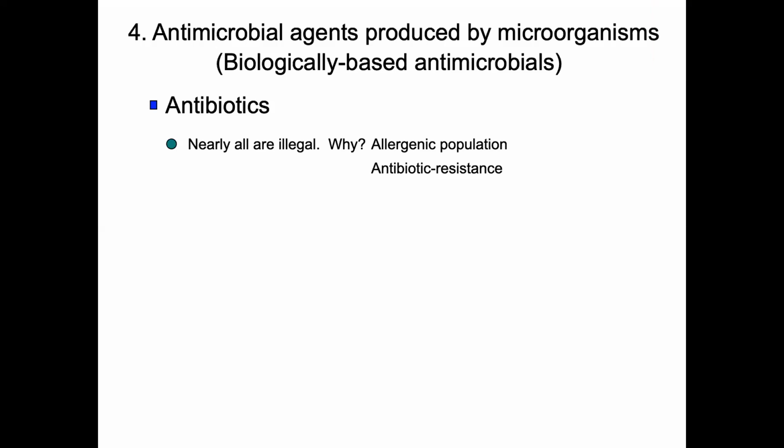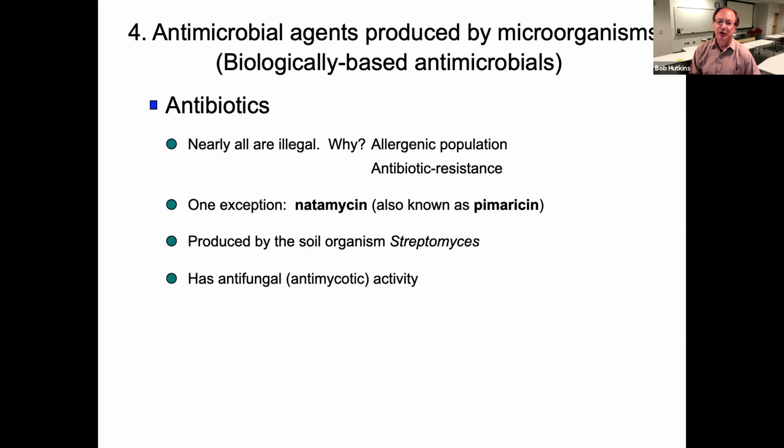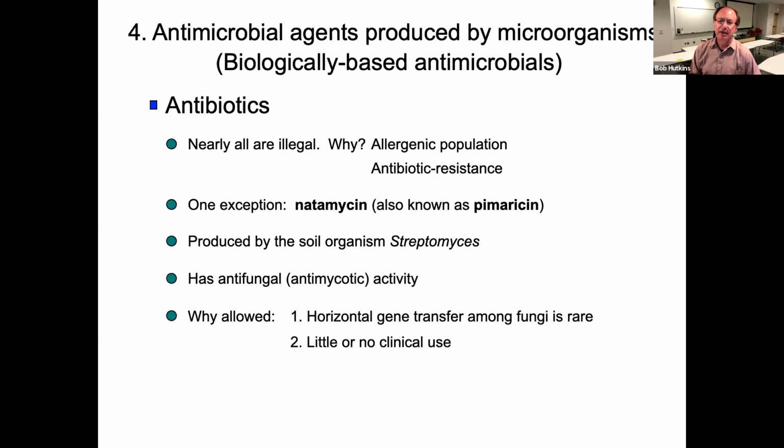So there's a lot of people that are allergic, and then we have all this antibiotic resistance that we're concerned about. Okay, there's one exception. It's an antibiotic called natamycin, also known as pimaricin. It's produced by a soil microbe called Streptomyces, and it's an antifungal agent. It has antimycotic activity. And why is it allowed? Because gene transfer among fungi is relatively rare, and it's not used clinically, so we don't worry about the resistance factor.